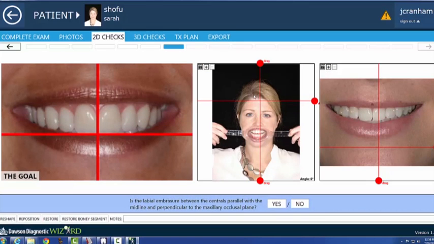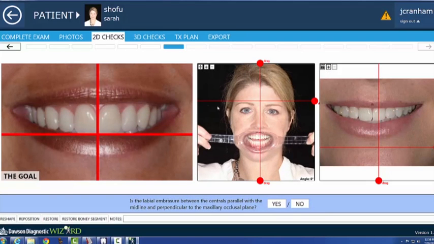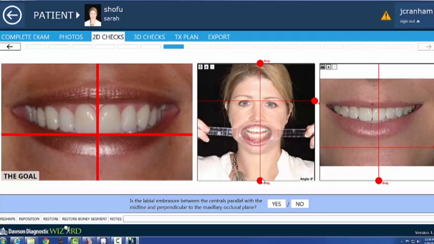Let's look at the next one, and this is that kind of creepy picture we take with the retracted view, the full face retracted.